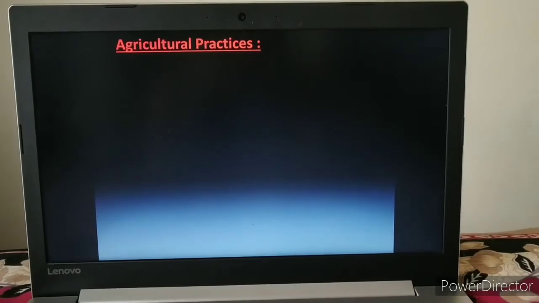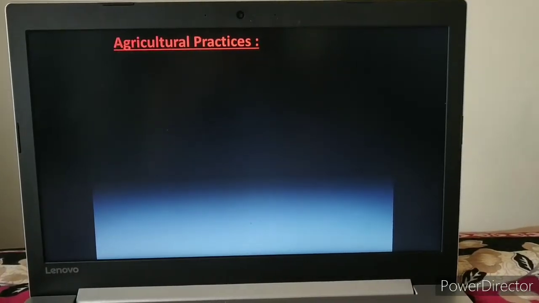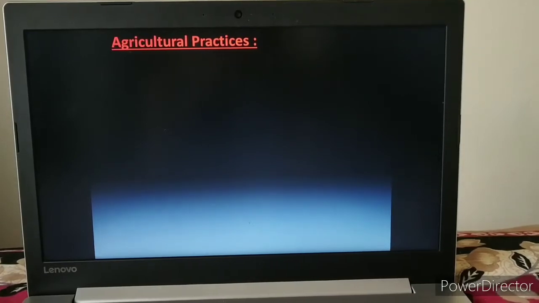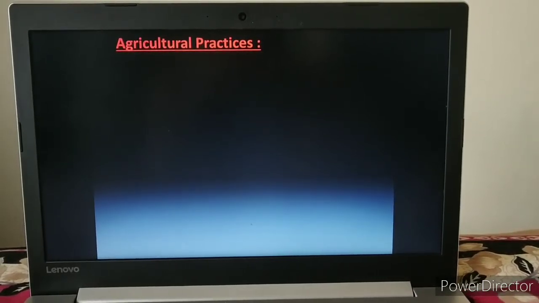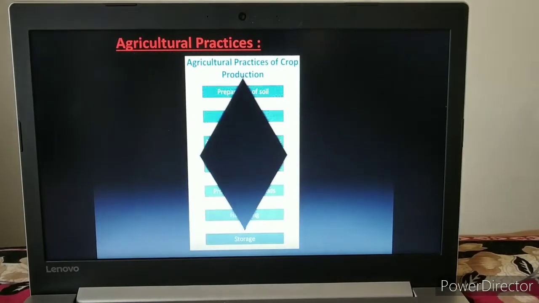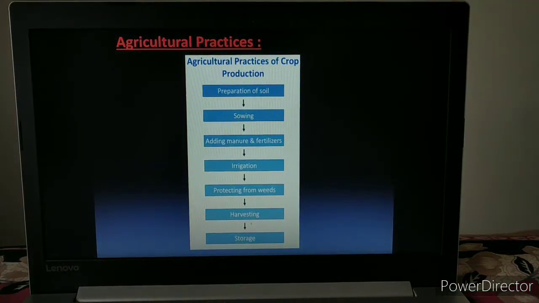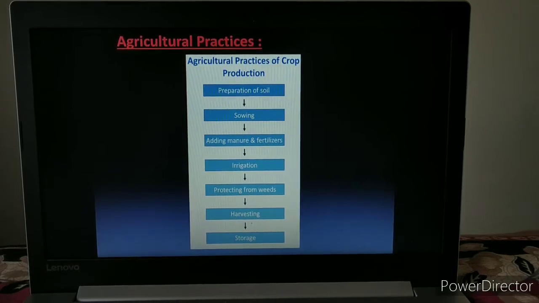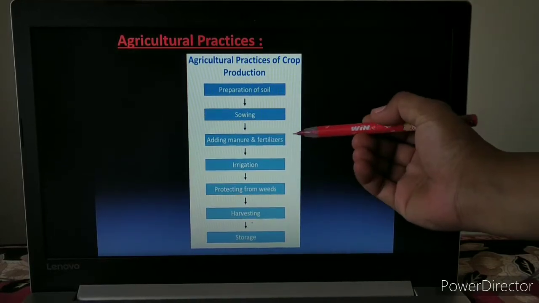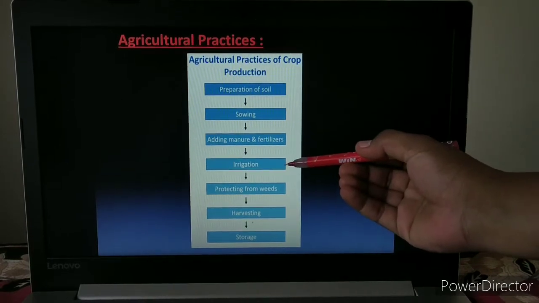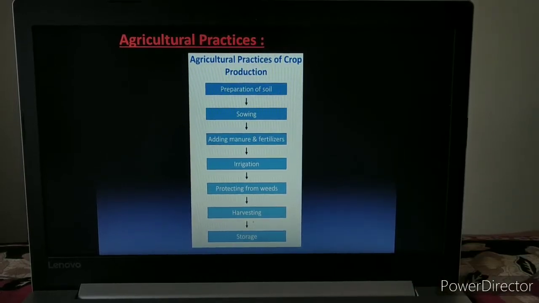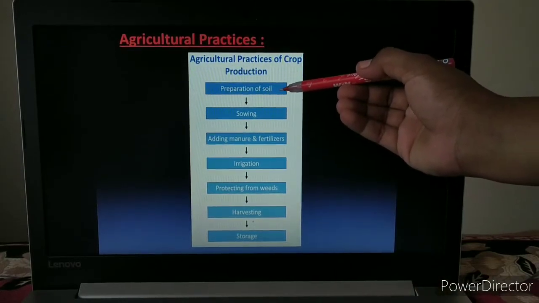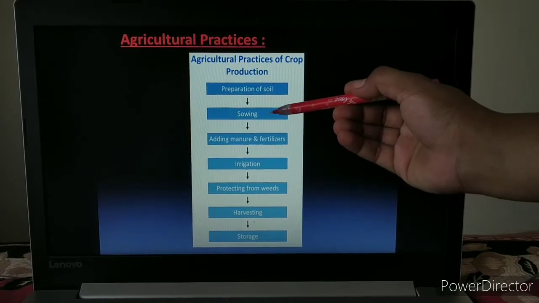First, agriculture practices. The activities that are done in a proper sequence by the farmers over a period of time to cultivate a good crop are called agriculture practices. It has a number of steps that we have already learned in our previous session, like preparation of soil, sowing, adding manure and fertilizer, irrigation, protecting from weeds, harvesting and storage. We are done with preparation of soil. So today we will learn about sowing.